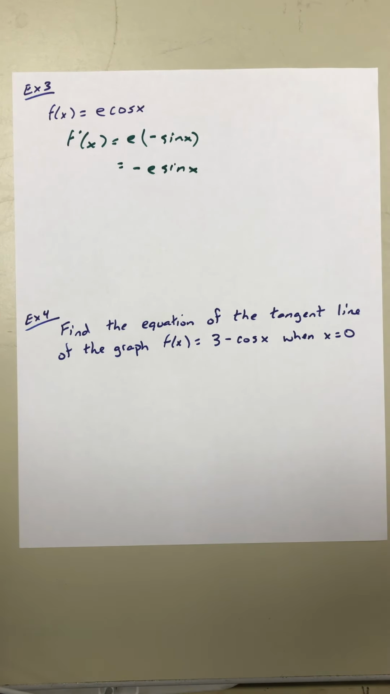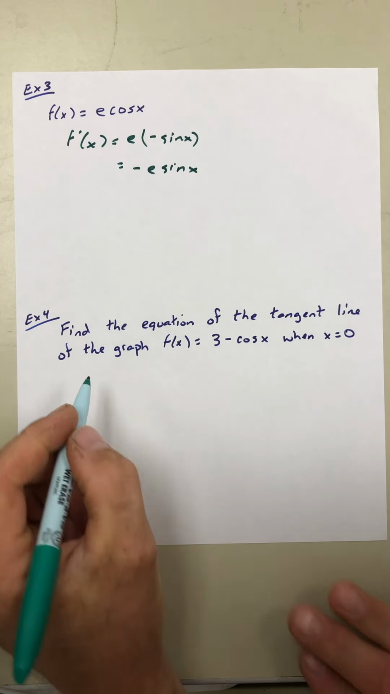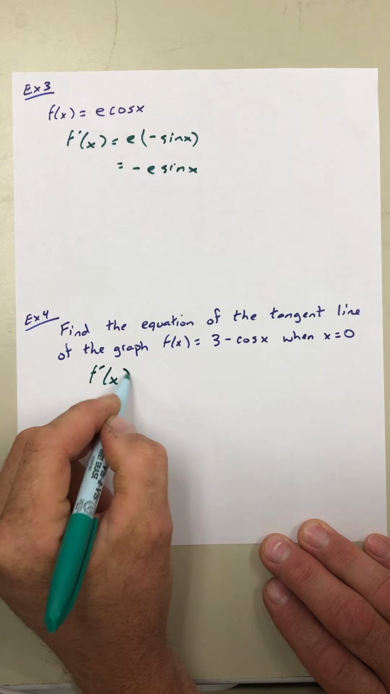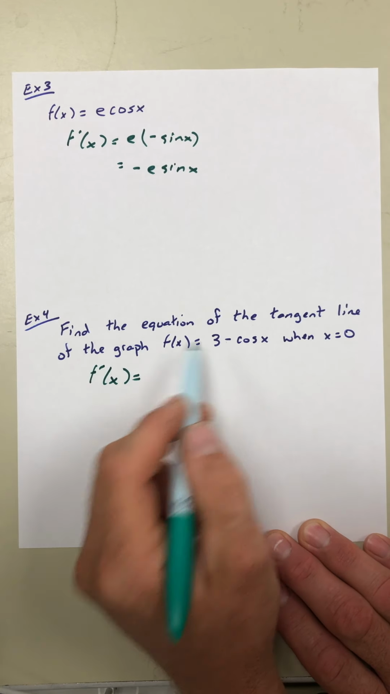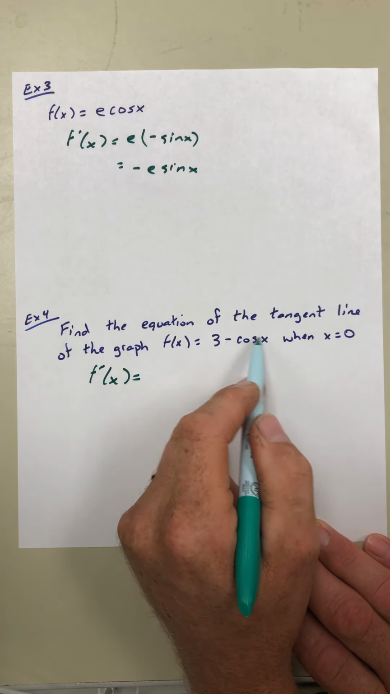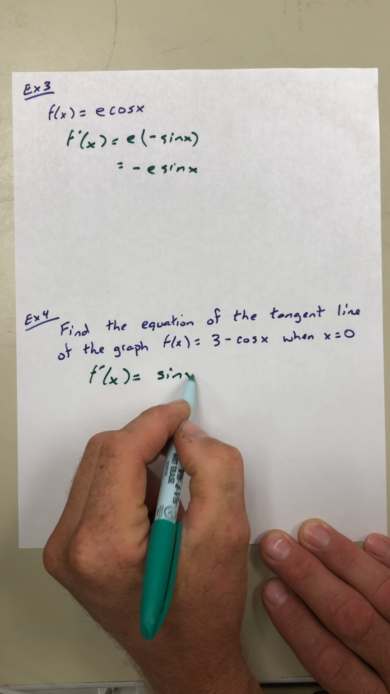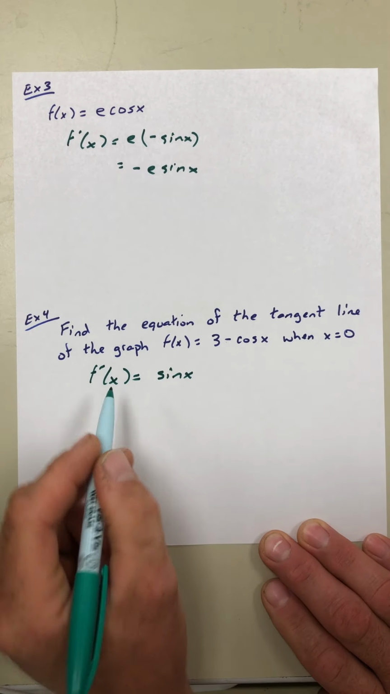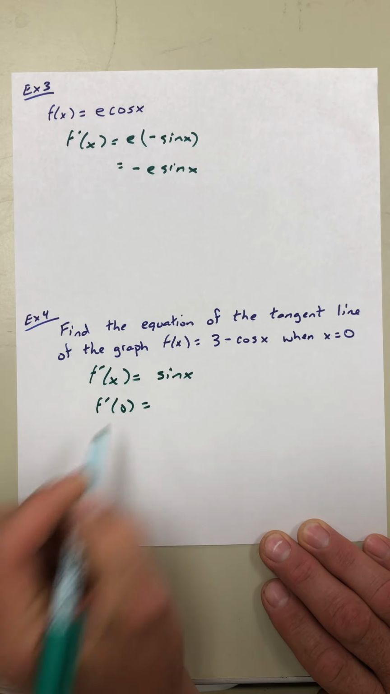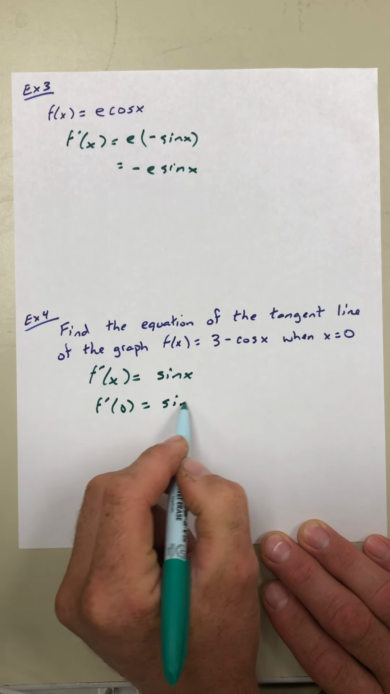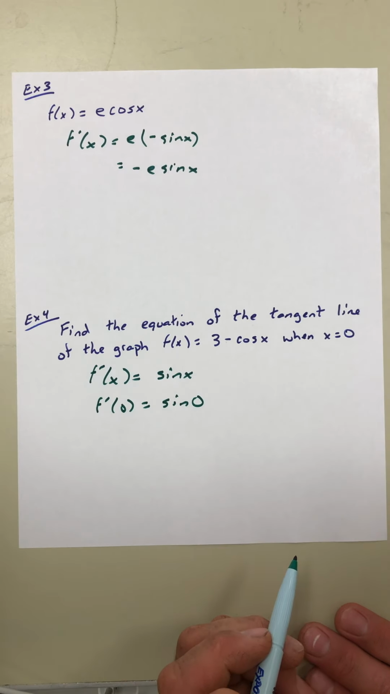Example 4, the last one I'm going to give you today. Find the equation of the tangent line if the graph is f of x equals 3 minus the cosine of x when x equals 0. Again, equation of the tangent line. Hopefully you see the theme. We're doing a lot of equations of tangent lines. So the first thing we're going to do is find f prime of x. The derivative of 3 is 0. The derivative of negative cosine of x is positive sine of x. We know that x is going to be 0, so we're finding f prime of 0. So we're looking for the sine of 0.